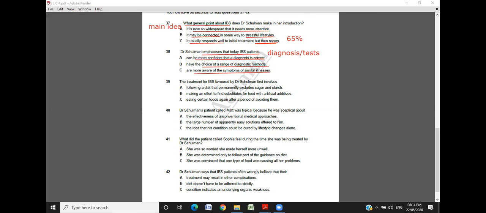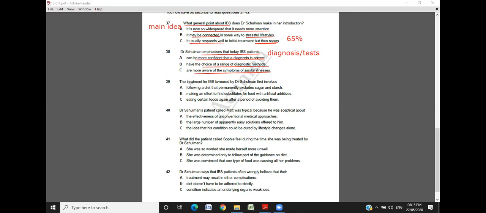So all 3 options have a comparison in some way or the other. More confident, more aware. And B says choice of a range of diagnostic methods, and here it says today. Okay, so here also in B there is a hidden comparison, meaning in the past maybe they did not have the choice, but now they have. This is a sentence completion task as well. You see, this first one is a question answer, whereas the second is a sentence completion task.